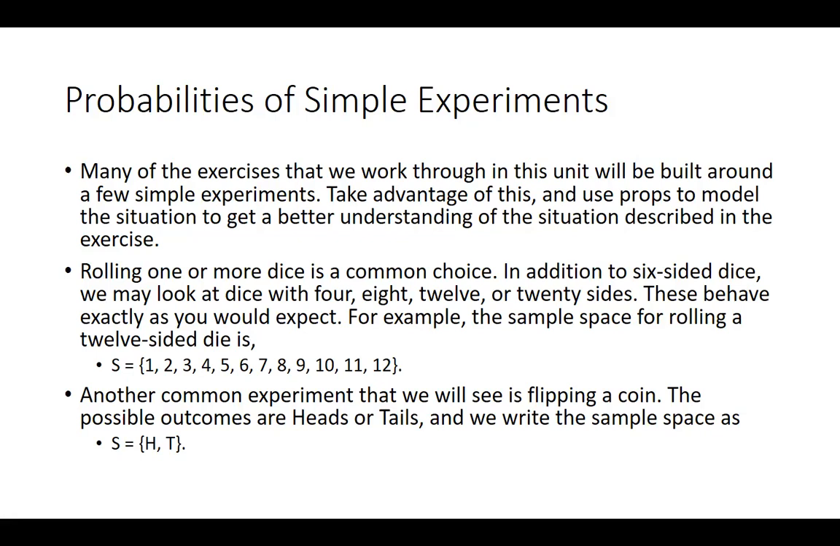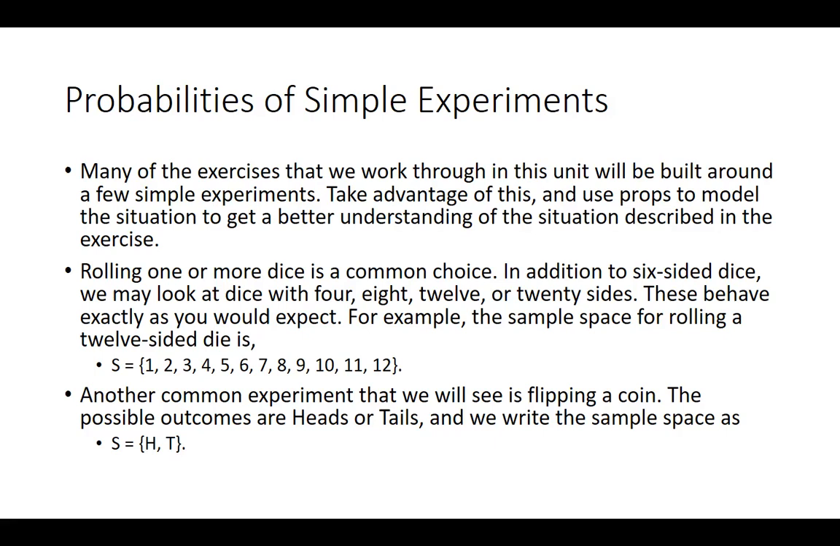Many of the exercises that we will work through in this unit will be built around a few simple experiments. Take advantage of this and use props to model the situation to get a better understanding of the situation described in the exercise. Rolling one or more dice is a common choice. In addition to six-sided dice, we may look at dice with 4, 8, 12, or 20 sides. These behave exactly as you would expect. For example, the sample space for rolling a 12-sided die is the set S containing 1 through 12.